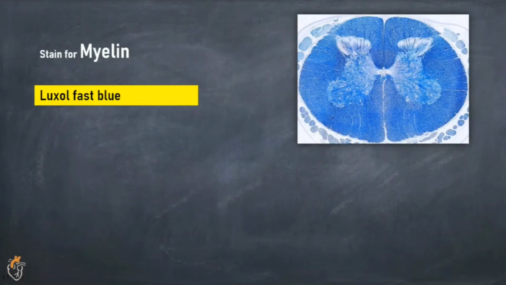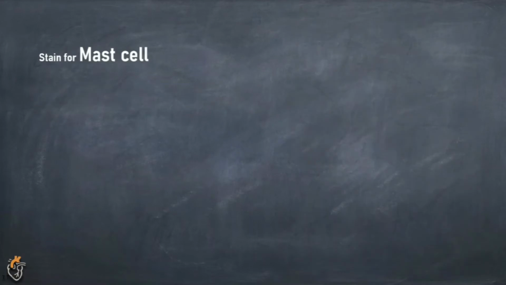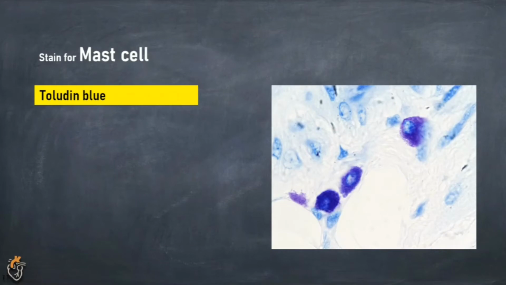It is extremely important when you deal with certain demyelinating disorders, especially in the CNS. In the first image, you can see the spinal cord stained with Luxol fast blue. In the second image, it is the cut section of pons stained with the mixture of hematoxylin eosin and Luxol fast blue stain. Next one is the stain for mast cell, and it is toluidine blue. And you can see there are purple granules inside the cell stained by this stain.